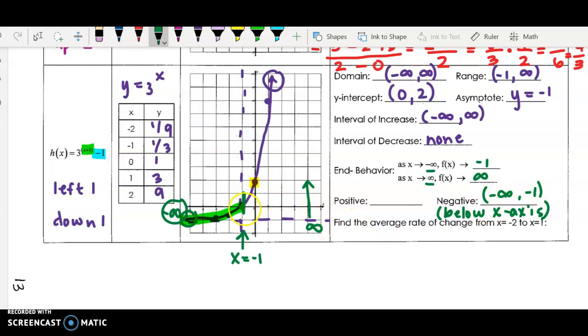Then at -1, the graph goes into the positive zone. So all of this part of the graph is positive because it's above the x-axis, and that'll be from -1 to positive infinity.